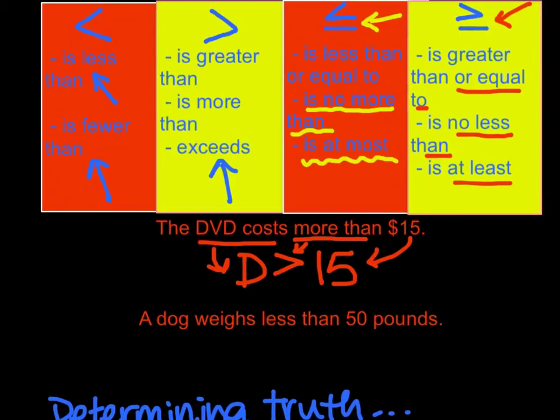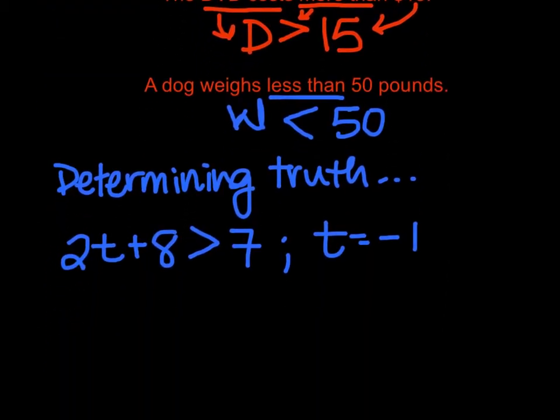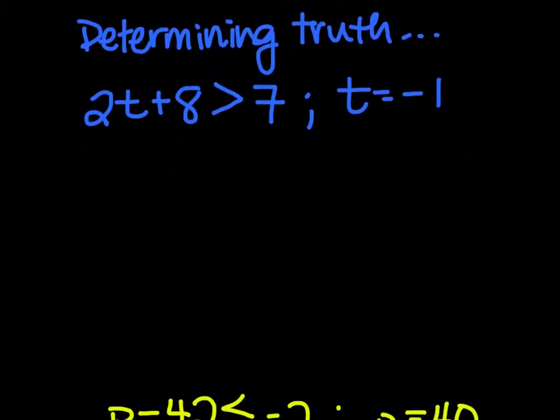Let's now do another one. A dog weighs less than 50 pounds. So here's my important statement. I see less than, so I need to make the less than sign. And I see 50 pounds, and the dog weighs that. So I'm going to write W standing for the dog's weight. W is less than 50. So this is kind of a small dog. Think Border Collie. It is less than 50 pounds. So that's simple enough.